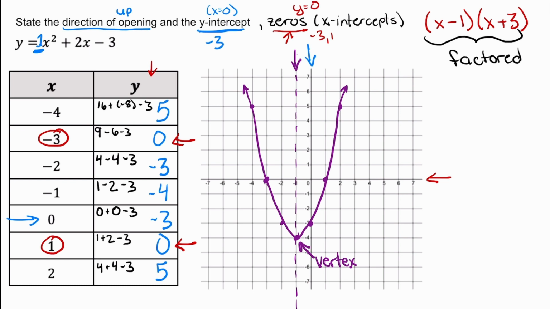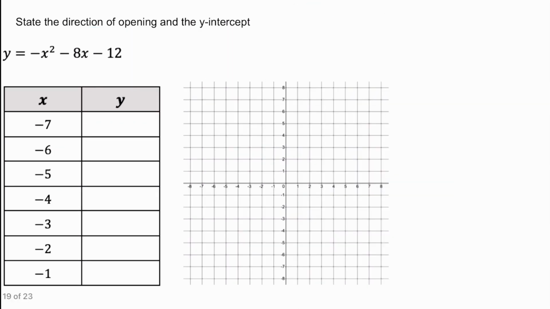So just from that equation and the table of values, we are able to get our axis of symmetry, our y-intercept, our zeros or x-intercepts, and our opening. Since we had our zeros, we were able to get our factored form. And since we had our axis of symmetry and a point on that axis of symmetry, we were able to get our vertex. So let's go through another example.